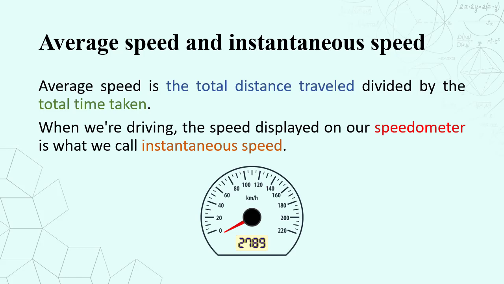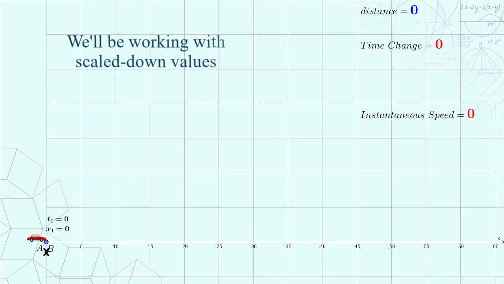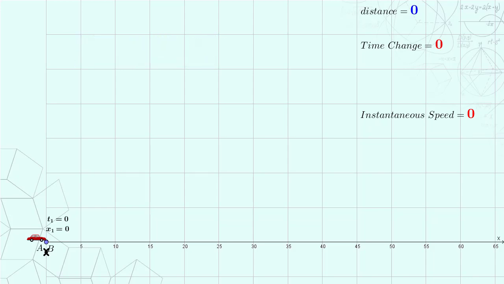To truly grasp this, let's run a little experiment. For the sake of simplicity and easy visualization, we'll be working with scaled down values. You can assume that the distance and speed we're discussing are divided by 10. This will help us focus on the core concepts without getting lost in the numbers.